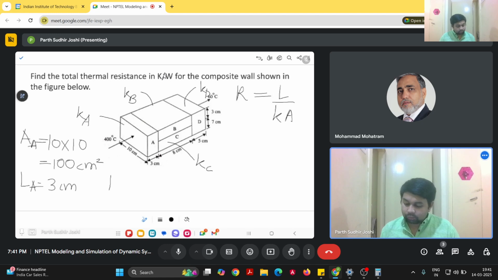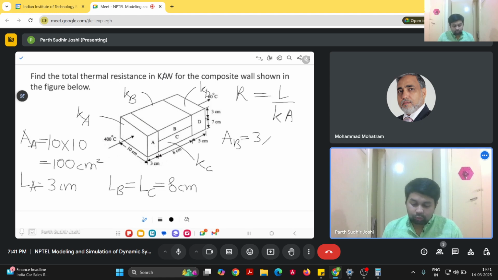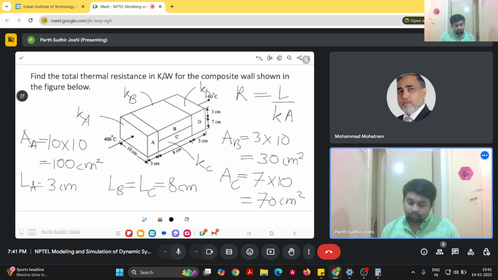Similarly, the thickness of materials B and C are both the same, so it is 8 centimeters. The cross-sectional area of material B is 3 by 10, so 30 centimeters squared, and the cross-sectional area of material C is 7 into 10, so 70 centimeters squared. The cross-sectional area of material D is the same as material A, which is 100 square centimeters, and the thickness of material D is 5 centimeters.